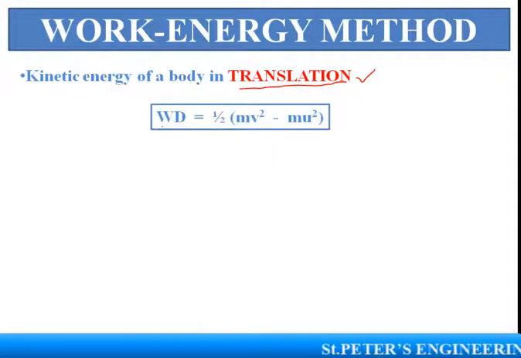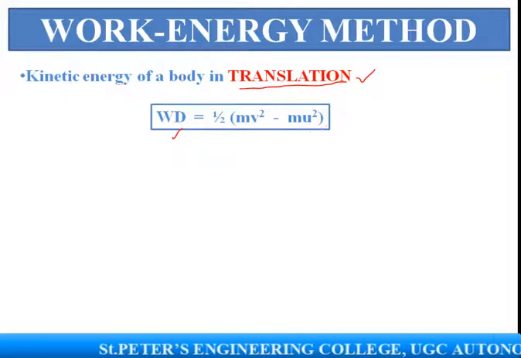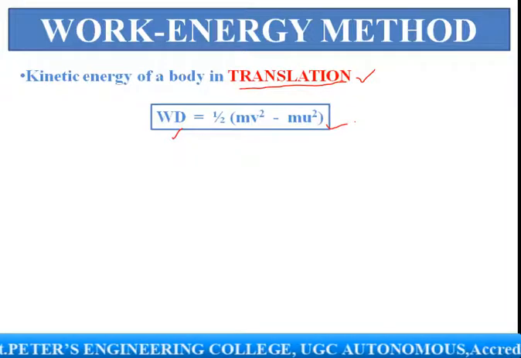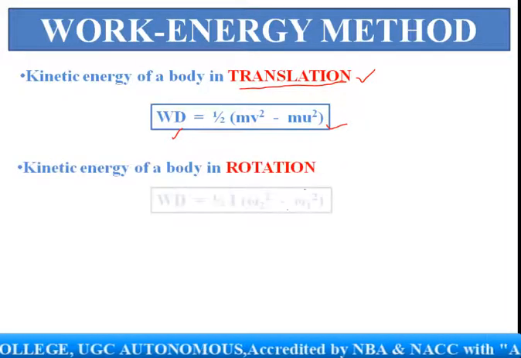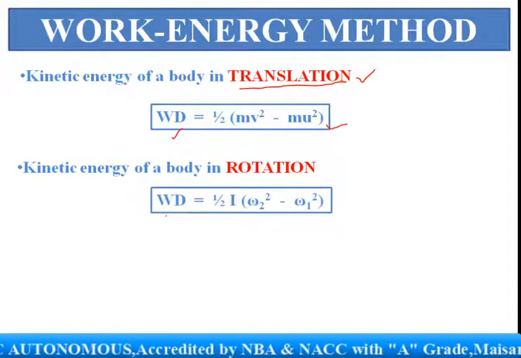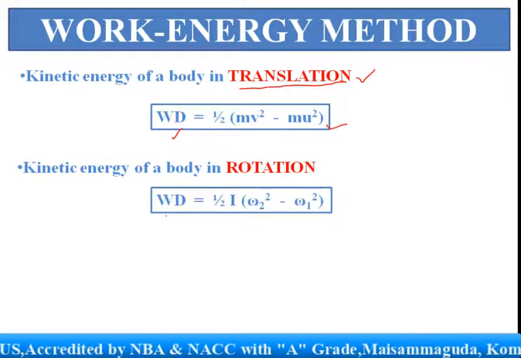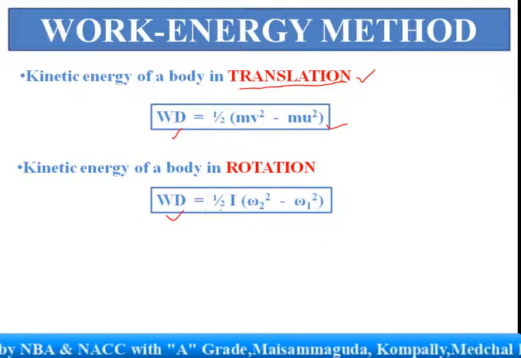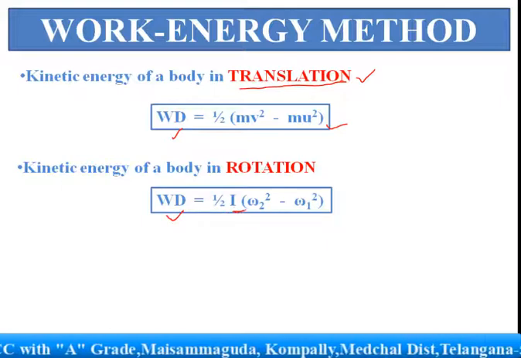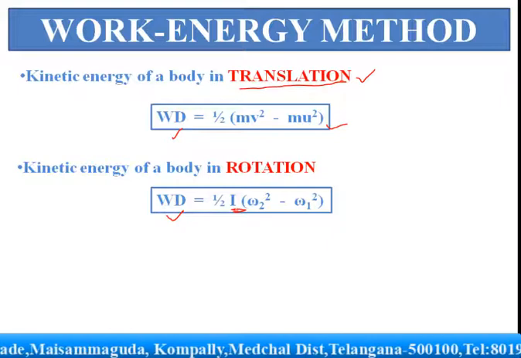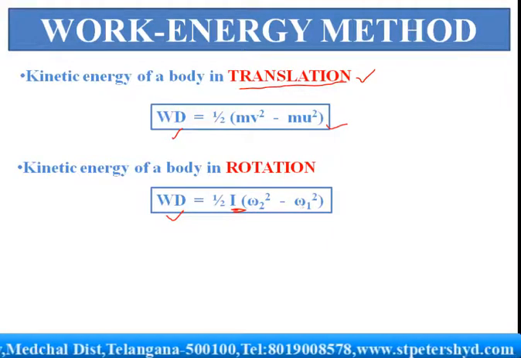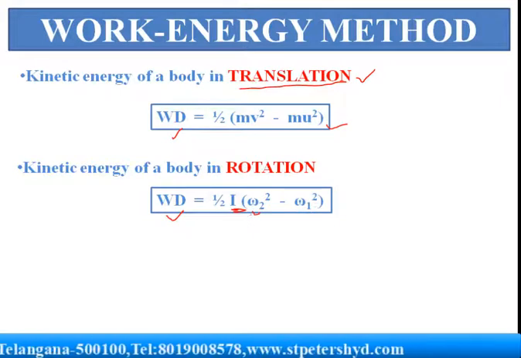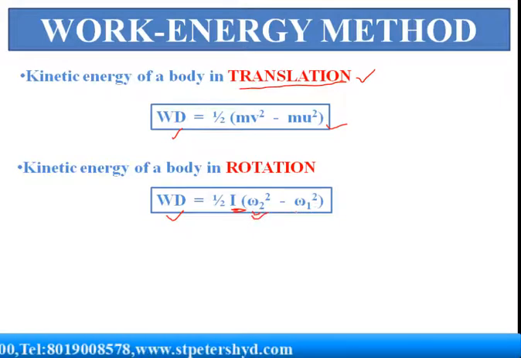So for this we can write the work done is equal to ½ m(v² − u²), and this is what you saw just now. And we'll see the kinetic energy of a body in rotation. We can write the work energy equation for rotation as work done is equal to ½ I, which is the mass moment of inertia with respect to the center of gravity, into (ω2² − ω1²), where ω2 is the final angular velocity and ω1 is the initial angular velocity.